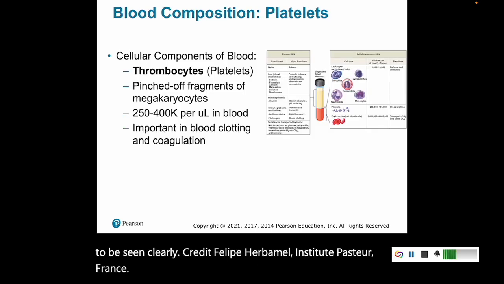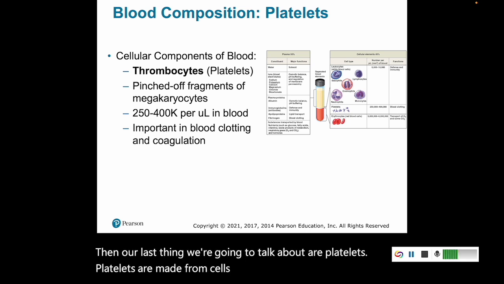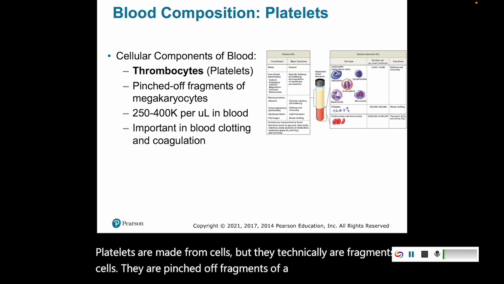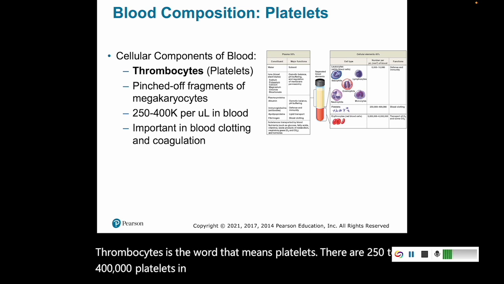Then our last thing we're going to talk about are platelets. Platelets are made from cells, but they technically are fragments of cells. They are pinched off fragments of a megakaryocyte. Thrombocytes is the word that means platelets. There are 250 to 400,000 platelets in a microliter of blood, and they're important in blood clotting and coagulation.